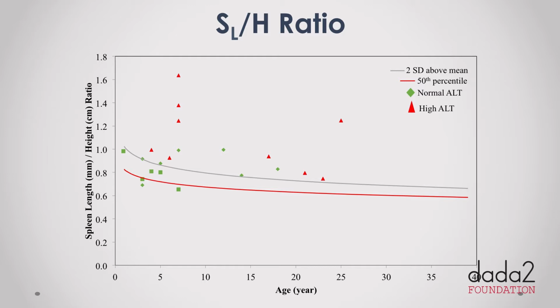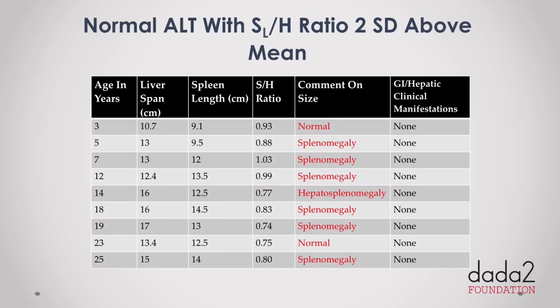The red triangles are all those 5 patients who had the high ALT. There's more than 5 because these were on repeated blood draws over time. But of note, you also see 6 of those green normal ALT patients who are falling above that 2 standard deviation above the mean line, which caused us to scratch our heads and say, we need to look further at this. Are they going to be developing portal hypertension as well?